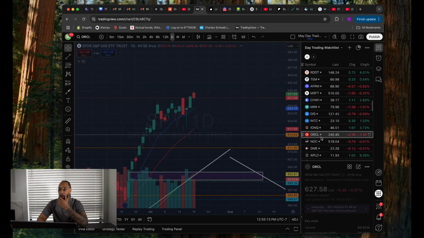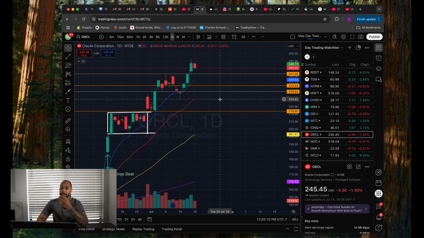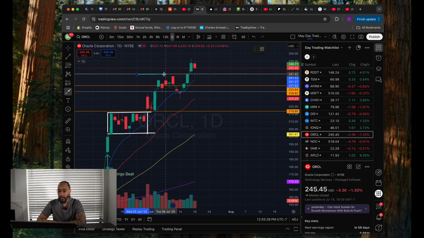Because I swung Oracle. Okay, same thing with Oracle. This happened for 3 days. It came down, right? So look, Oracle has been breaking out. It came up here and it rejected off of this level right here, 241.42. It rejected off of here. And then what happened? It came down. All right, perfect. And then we bounced off of this level right here, 220, 225. We bounced off of 225 and we came up here.